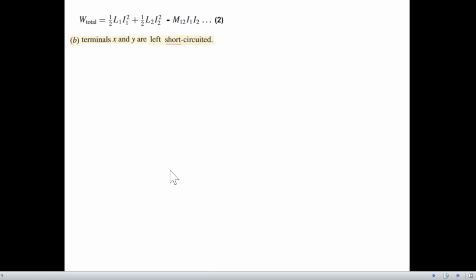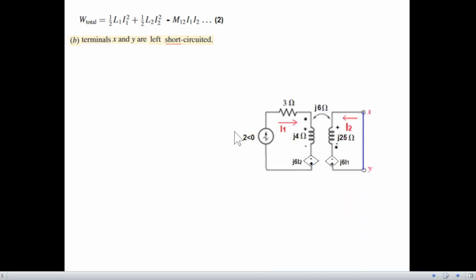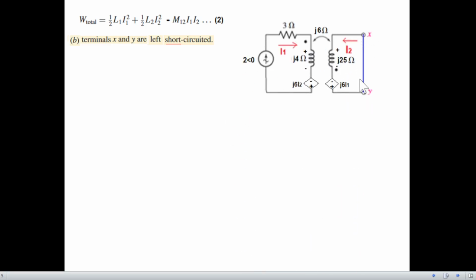Okay, coming on to the second part. Say the terminals X and Y are left short circuited. So this will be our circuit now. Short circuited, that means there will be current flowing in the second loop as well. Now since we know the current I1 to be 2, the only thing we need to find is I2. Then this relation will be complete.